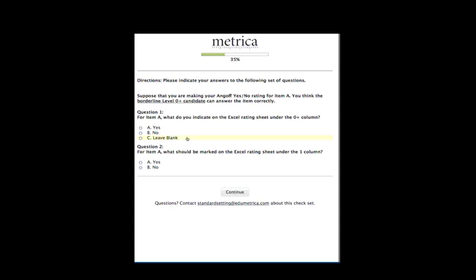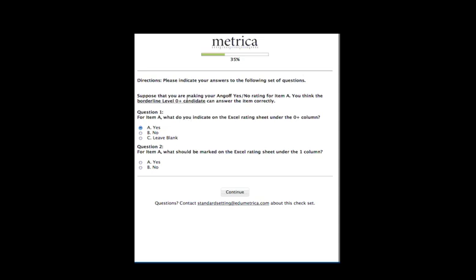The first question is about a hypothetical item, item A. Let us suppose that you think that the borderline level 0+ candidate can answer that item correctly. First question is, what should you indicate on the Excel rating sheet under the 0+ column? The answer there is A, because that is precisely what yes under the 0+ column means. It means that for that item, you believe that the borderline level 0+ candidate can answer that item correctly.